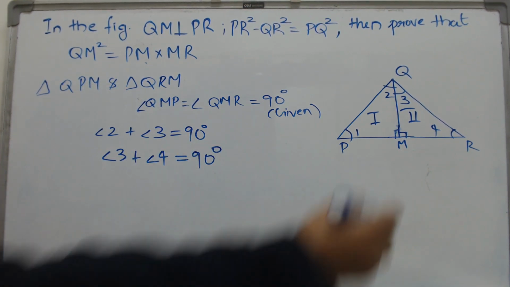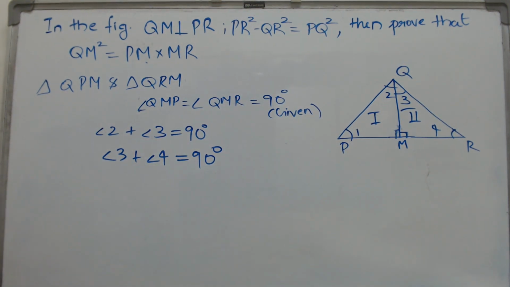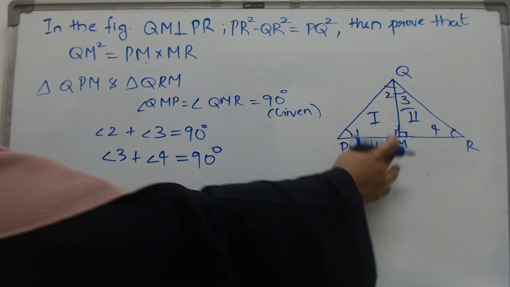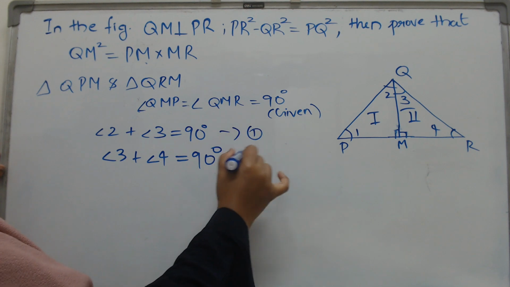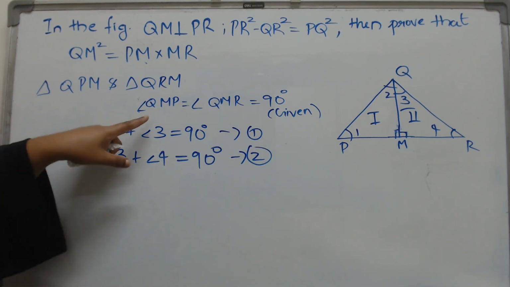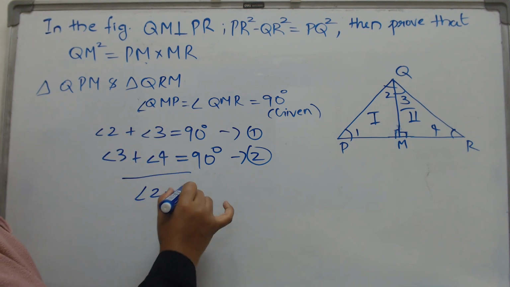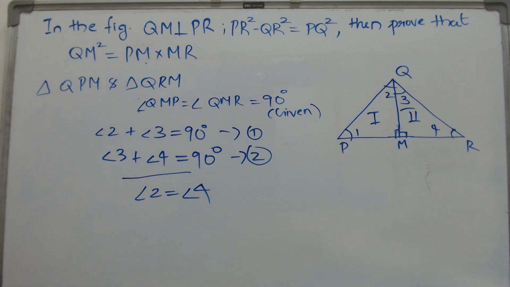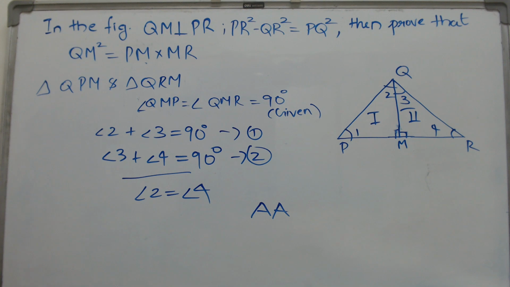Why is that? If you consider the triangle QMR, the sum of the angles of a triangle is 180. If this is 90, the sum of the other two is 90. So you have two equations. Subtract both of them, and then what do you see? Angle 3 gets cancelled, 90 gets cancelled, and you get what? Angle 2 is equal to angle 4, which means by AA similarity, how are the two triangles similar?